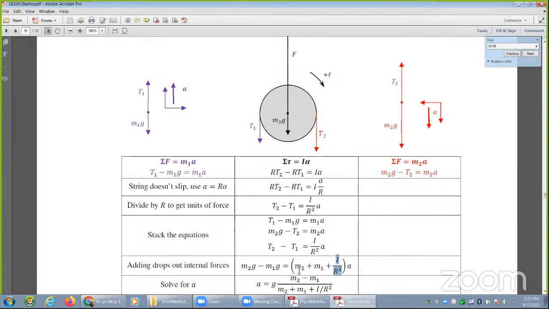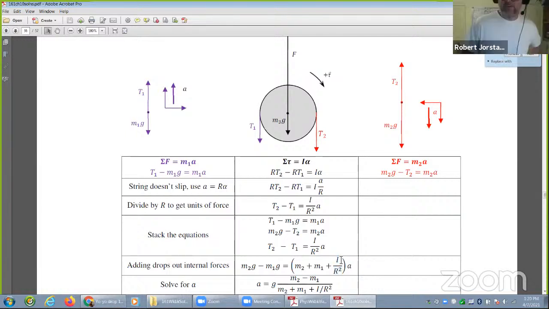Just kilograms. Kilograms, but moments of inertia are always kilogram length squared, right? So that makes sense. Now think about it. If the moment of inertia is small, this term drops out, agreed? If you have a small mass pulley, this term drops out. We get back the old answer we used to have.